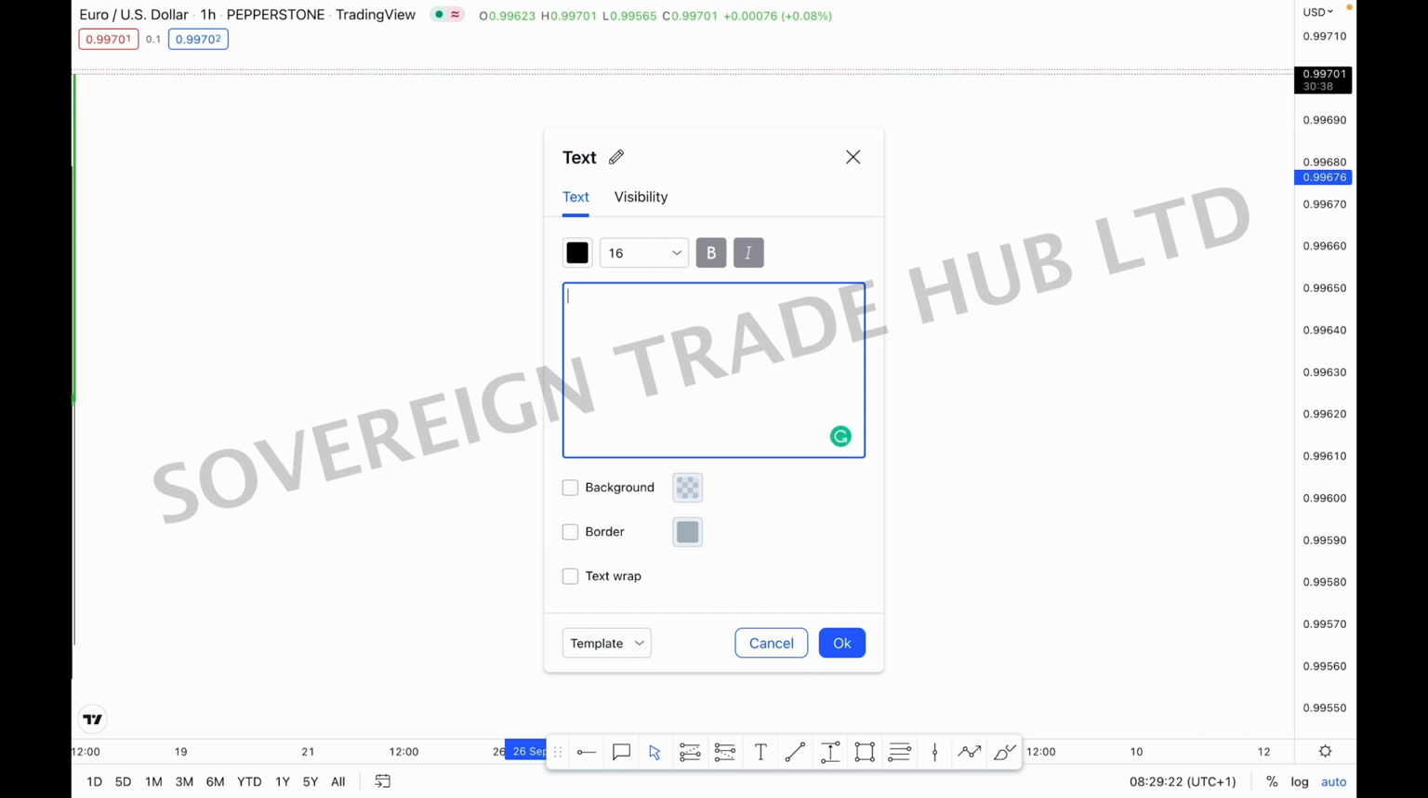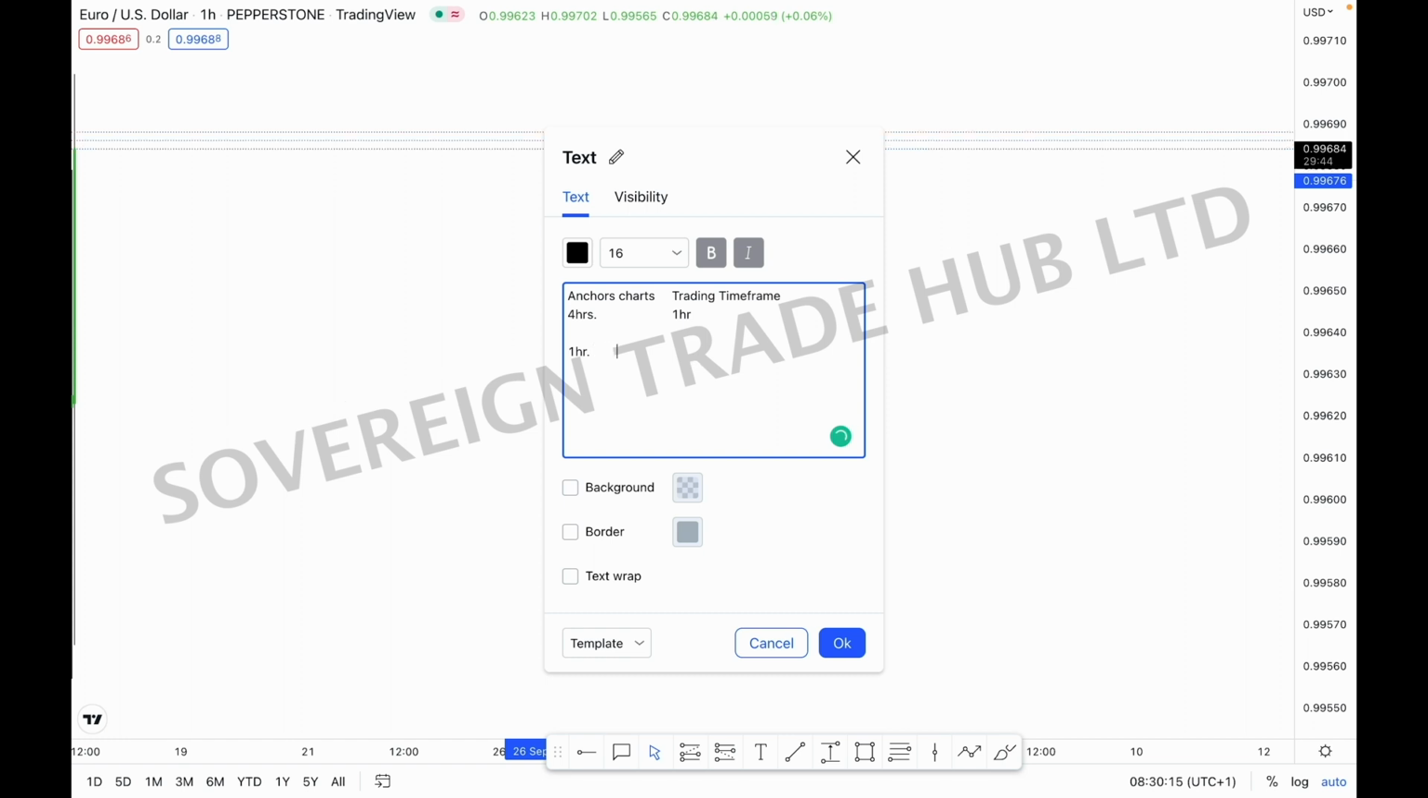Very simple. There's something I call my anchor charts. Let me put it this way: anchor charts, 4 hours, 1 hour, and I have what I call my trading time frame. Let me show the 1 hour and the 15 minutes.